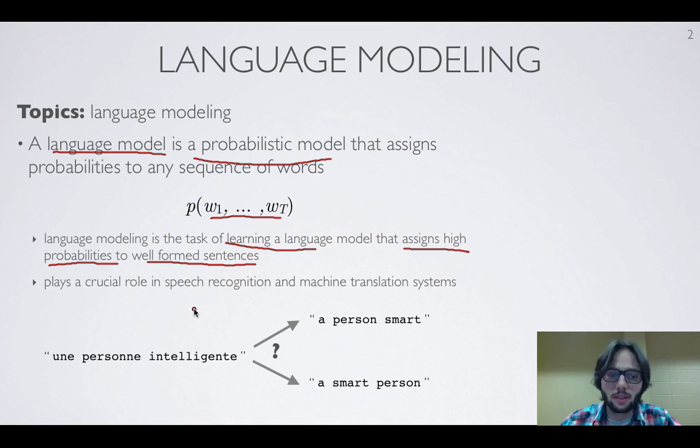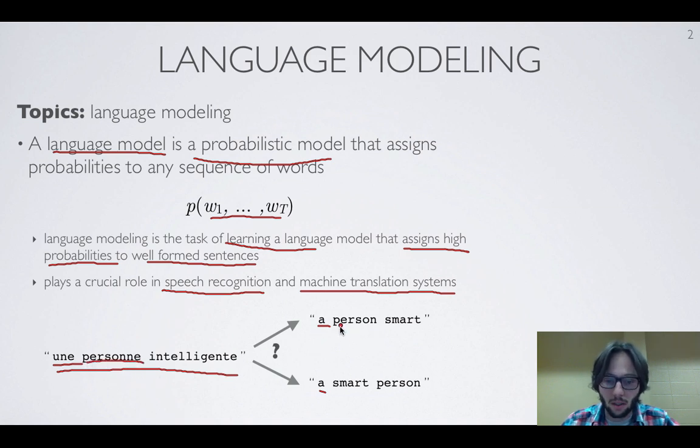This is a problem or task that is very important in natural language processing. A lot of systems actually incorporate a language modeling component, such as speech recognition systems and machine translation systems. So, for instance, if we had a sentence we wanted to translate, "une personne intelligente", and we had a system that's pretty good at just translating each individual word, the system would know that "une" translates to "a", "personne" would be translated by "person", and "intelligente" would be translated by "smart".